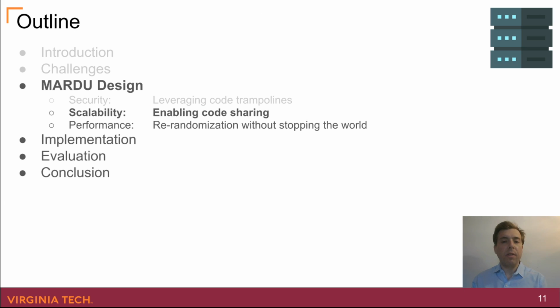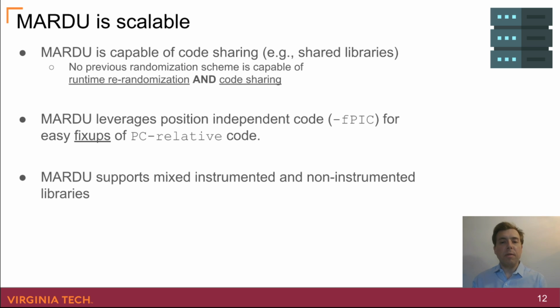So next, we show how MARDU enables scalability by achieving sharing of code among multiple processes. MARDU is the first randomization scheme capable of runtime re-randomization and code sharing.